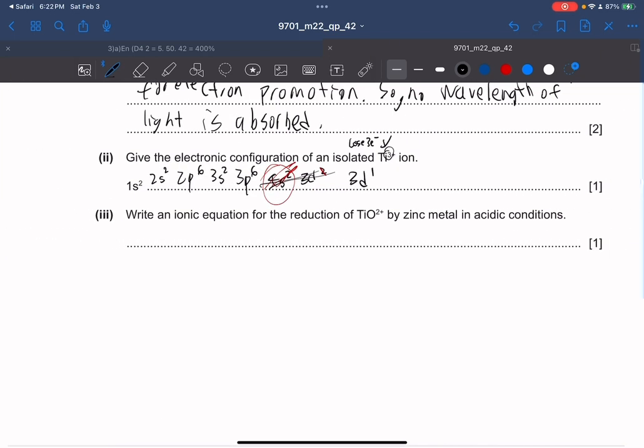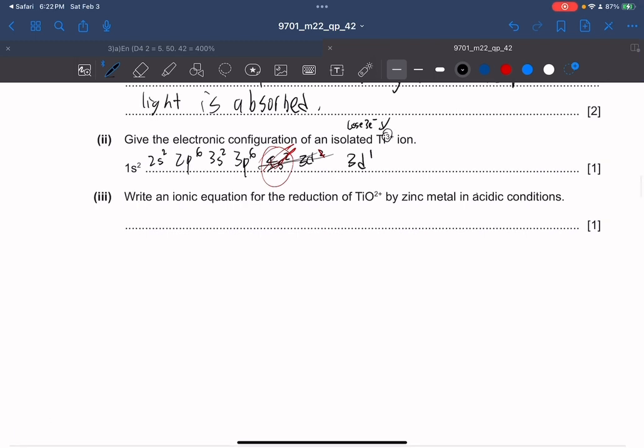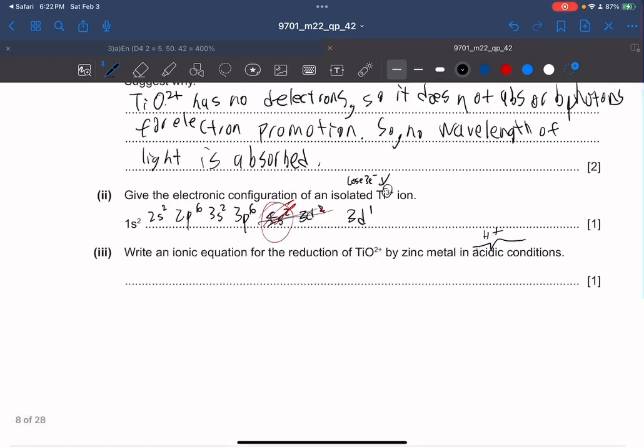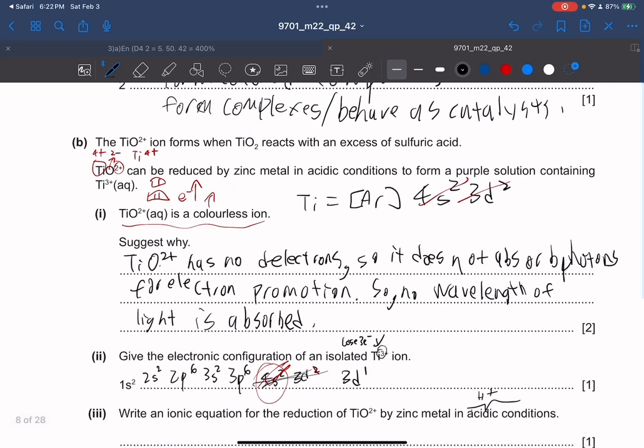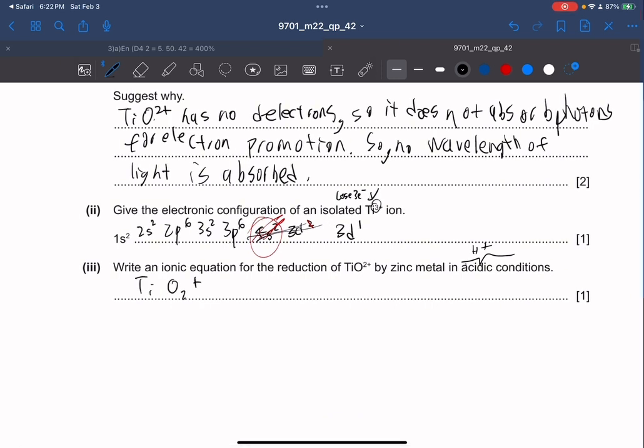All right, next question then. Write an ionic equation for the reduction of TiO2 plus by zinc metal in acidic conditions. Again, as I mentioned earlier on in the video, acidic conditions just means there's H plus involved in the reaction somewhere. So write an ionic equation for the reduction of TiO2 plus. So here it says it's going to react to form Ti3 plus. So it means we don't know what's going on in the reaction, but this is what we know for now. And we know what happened here. We know that it's reacting with zinc.